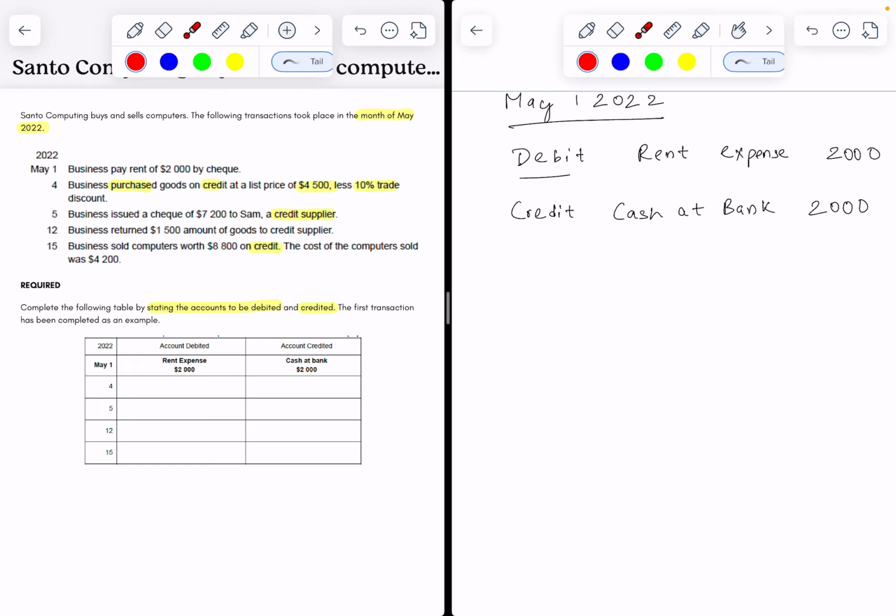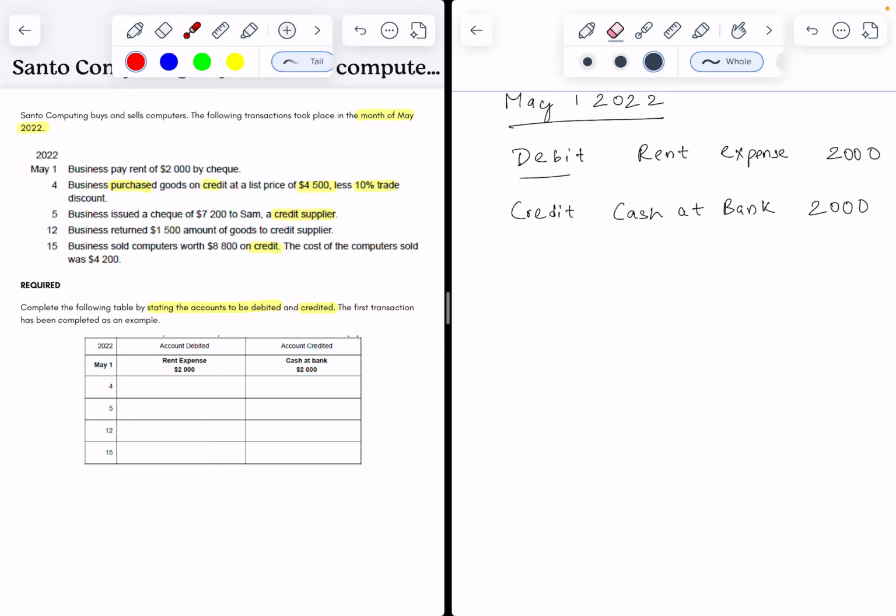All right. So let's start with the first one on May 1, 2022. Business pays rent of $2,000 by check. So the business is paying rent because an expense has been incurred, right? So when an expense is incurred in the business, we always debit it. So always remember, by default, expenses are always debited, which means when they increase, we debit it.